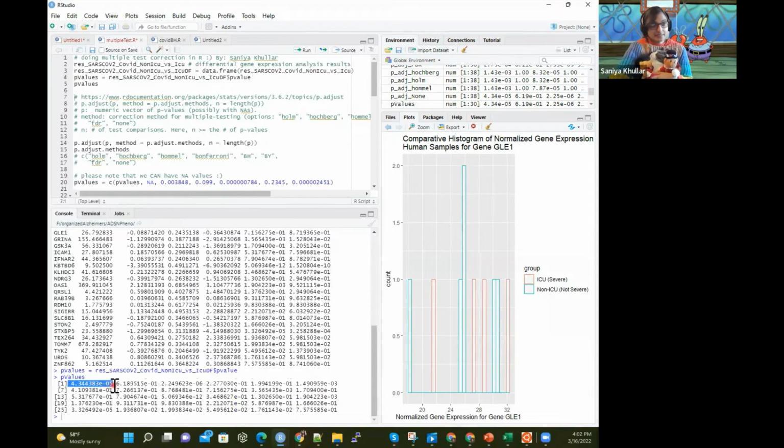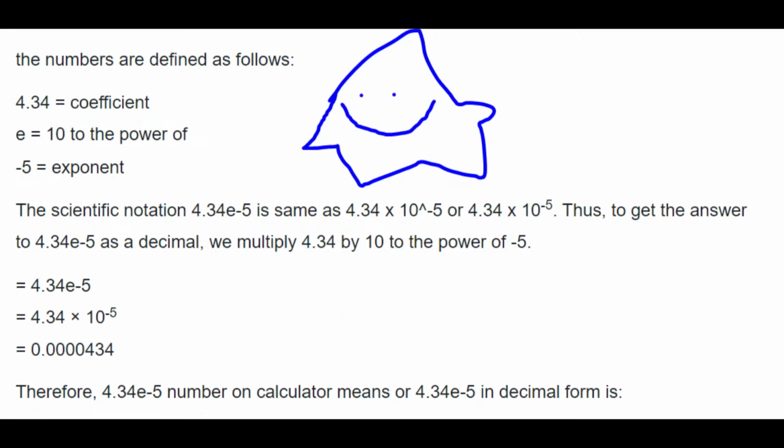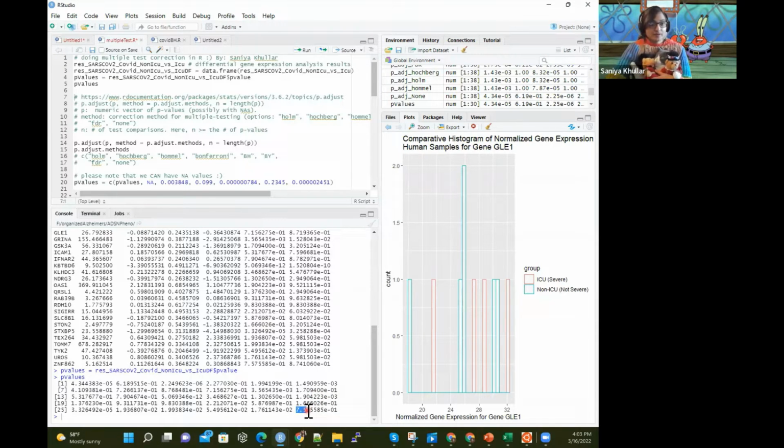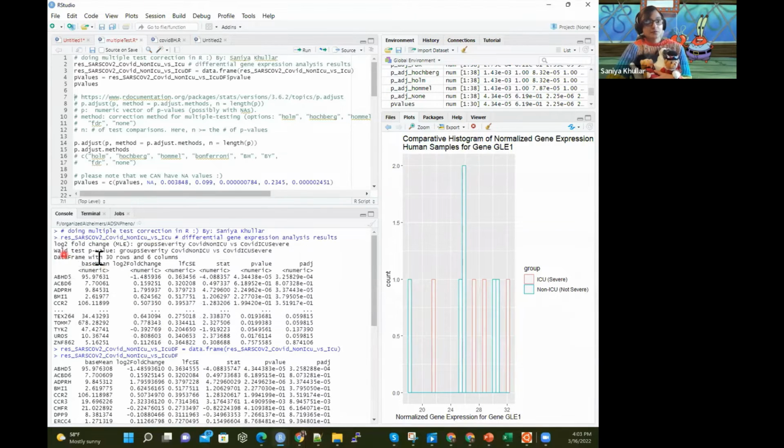So again, e to the negative 5 just means there may be multiple zeros in front. So it's 4.344 times 10 to the negative 5, which is quite a lot of significance because it's pretty small. Whereas this one is 7.57 times 10 to the negative 1, which is just 0.757. So that is pretty high. So it's definitely not significantly different between both groups of COVID severe, the ICU patients, and COVID non-severe.